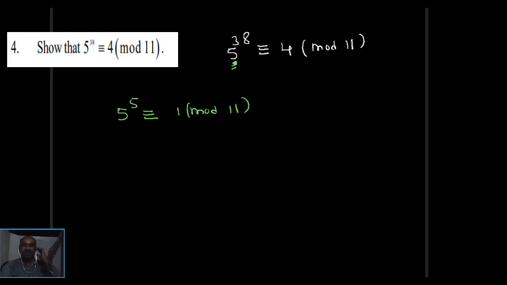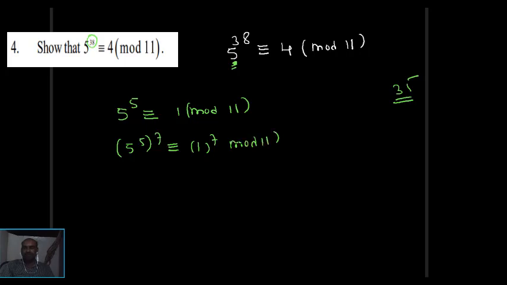Now what do I want to do? I want to make this 5 power 5 into 38, nearer to 38, because 38 is not a multiple of 5, but 35 is a multiple of 5. That's why I want to raise the exponent to 7. So 5 power 5 whole power 7 is congruent to 1 power 7 modulo 11. Okay, I can say 5 power 35 is congruent to 1 modulo 11, sorry. But I want 5 power 38, which means 5 cube.